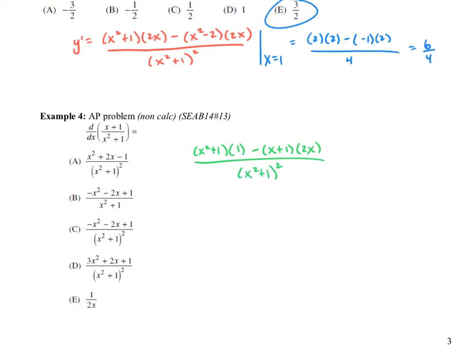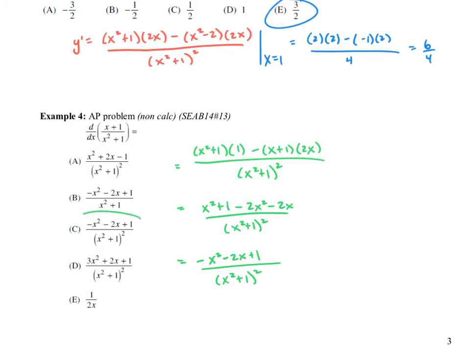And then obviously that answer is not the exact way that they're showing it in the problem. So we need to simplify this a little bit. So we have x squared plus 1 minus 2x squared minus 2x. Looks like all we can do with simplifying is just combine the x squared. So we have negative x squared minus 2x plus 1 divided by x squared plus 1 squared, and that looks like it is option C. Okay, let's go on to page number 4 in your notes.